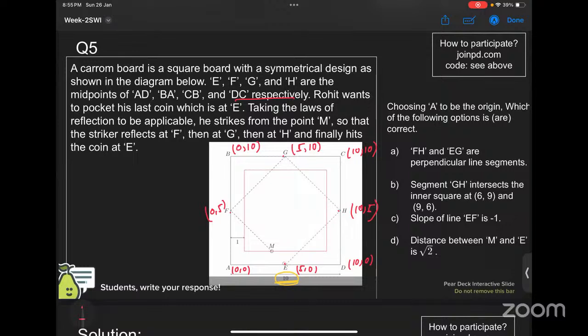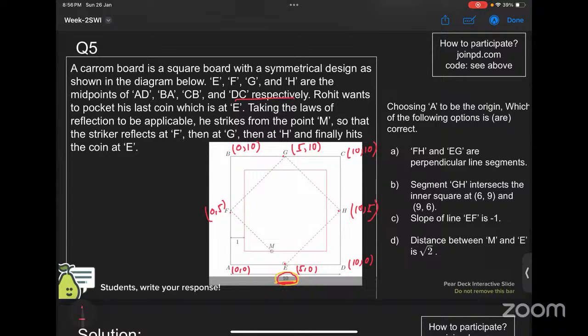Ma'am, where is it written that the length is 10? Here, in the bottom picture, the yellow color. Okay, BC is 10, right? B is 0, 10 and C is 10, 10. So throughout the line the y-coordinate will remain 10, and for the x-coordinate you have to take the midpoint. That means 5, right? The total length is 10, so the midpoint will be 5. Here also 10 is the same.